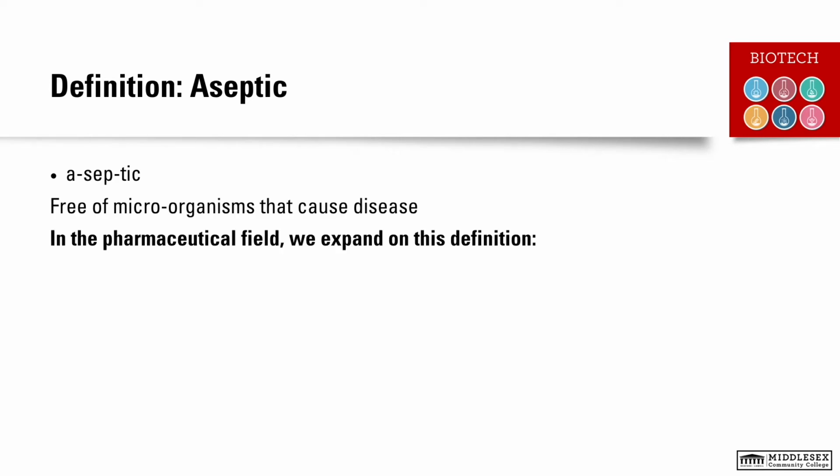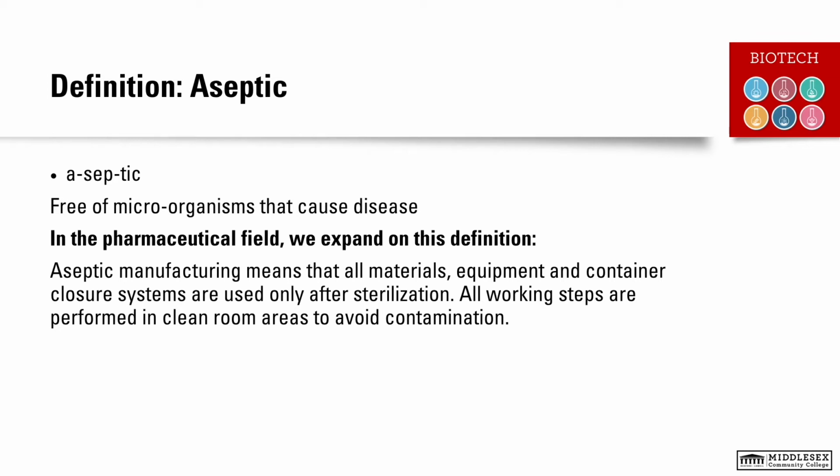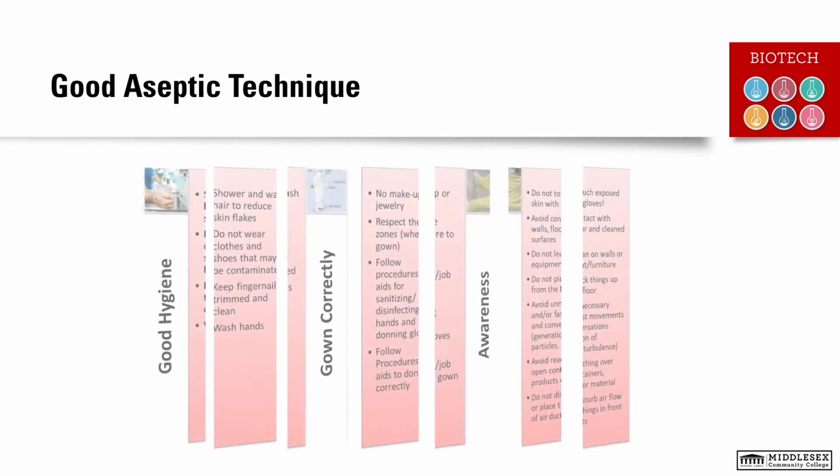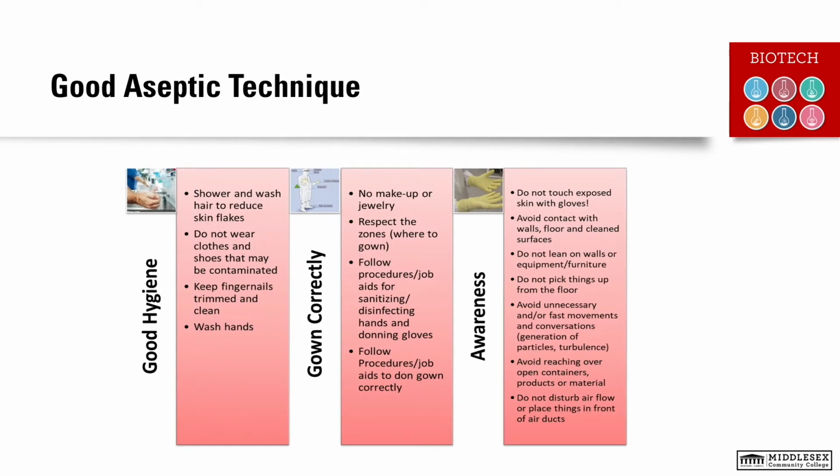In the pharmaceutical field, we expand on this definition to say, aseptic manufacturing means that all materials, equipment, and container closure systems are used only after sterilization. All working steps are performed in clean room areas to avoid contamination. In order to work aseptically and to minimize contamination, there are steps that must be adhered to. Those steps that should be taken prior to entering the clean room include, number one, practicing good hygiene. Number two, making sure you are gowned correctly. And then finally, an overall awareness when working inside the clean room.